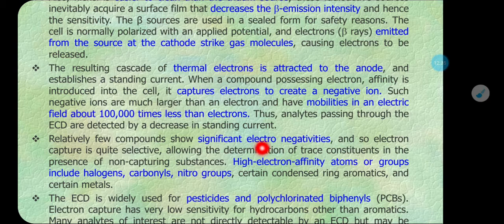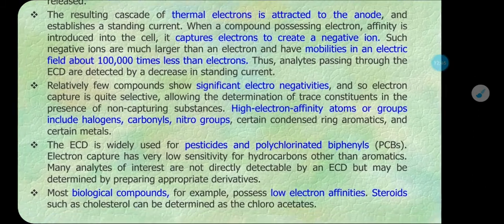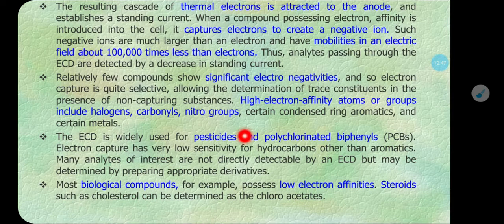Relatively few compounds show significant electronegativity, and so the electron capture detector is quite selective. It is not used as a universal detector. ECD is widely used generally for pesticides and polychlorinated biphenyl compounds, because they contain negative electron affinity groups, and it has very low sensitivity to hydrocarbons other than aromatics.